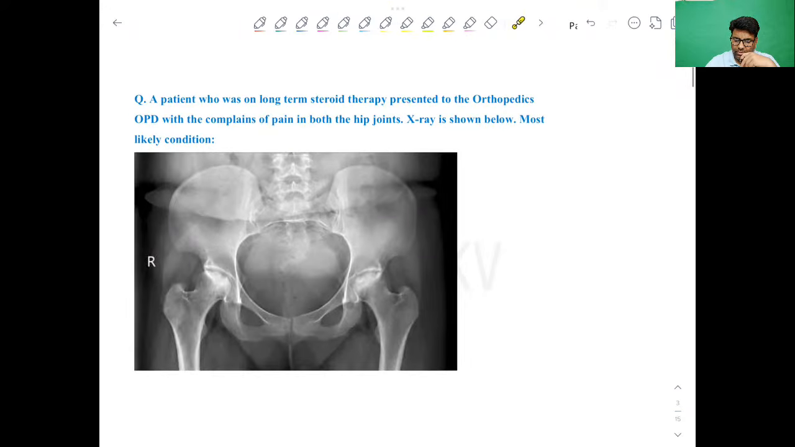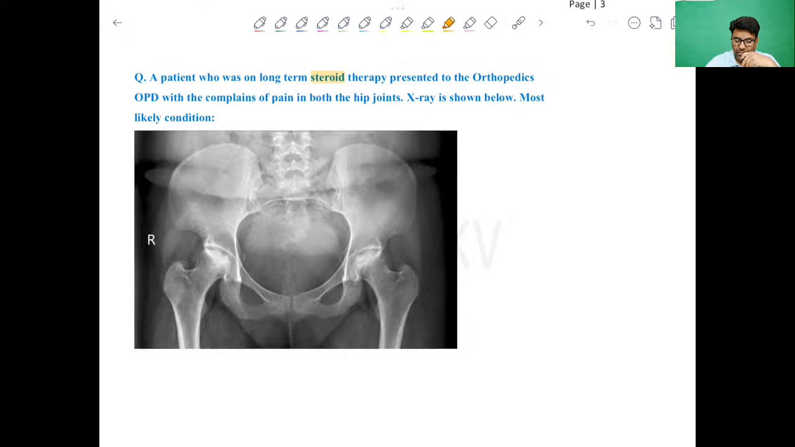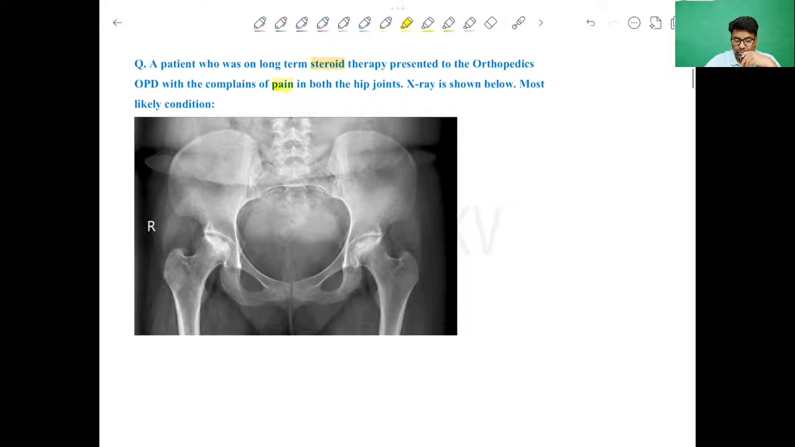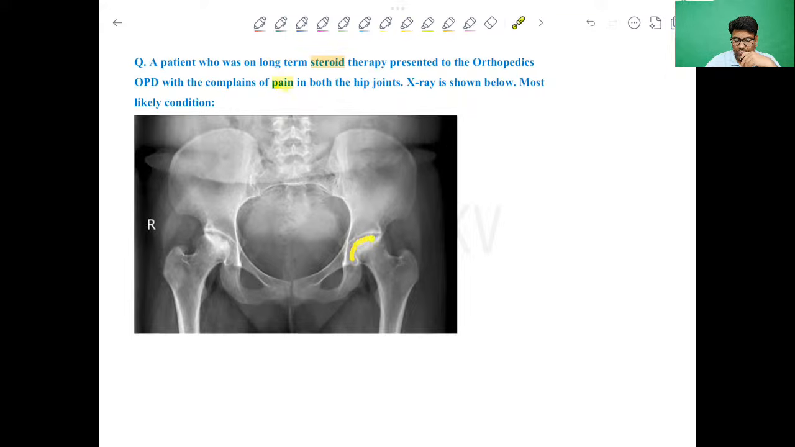Then moving forward to the next question: a patient was on long-term steroid therapy and is now complaining of pain in both hip joints. If somebody is on steroid therapy for a long term, then there is a possibility of the development of avascular necrosis of the femoral head, right? And that clinically presents as pain in the hip joint.